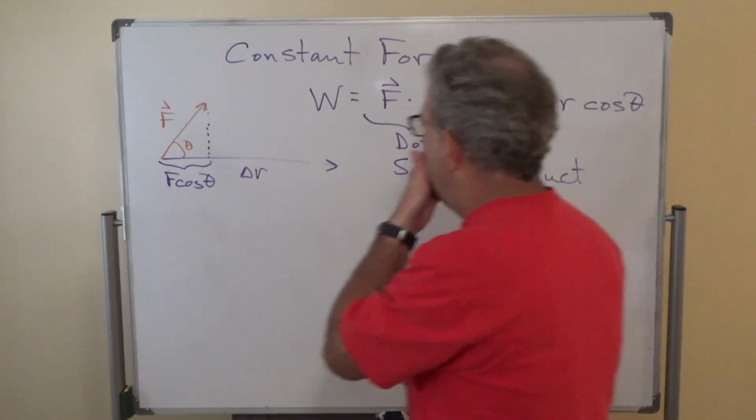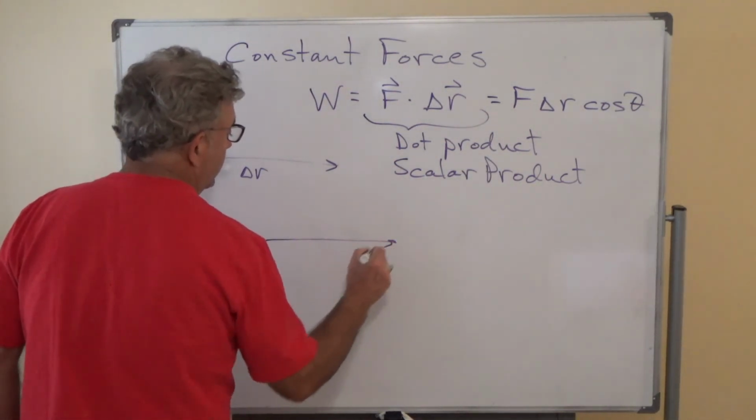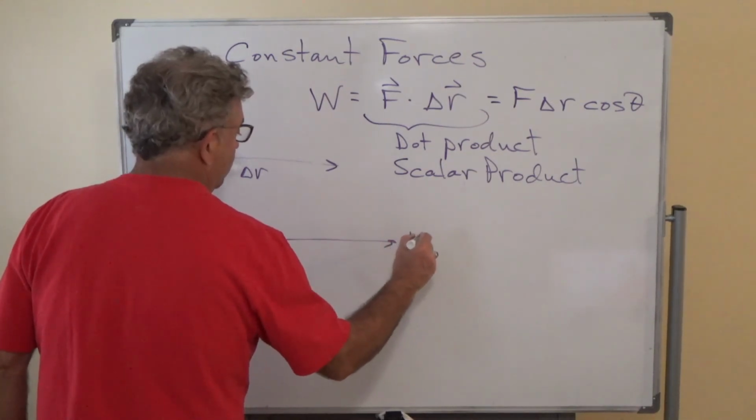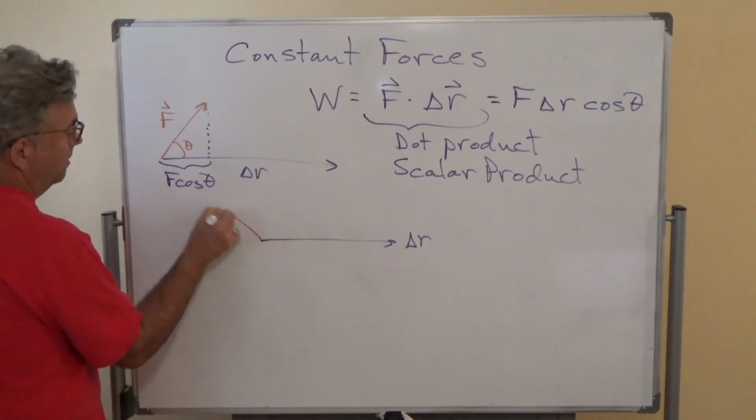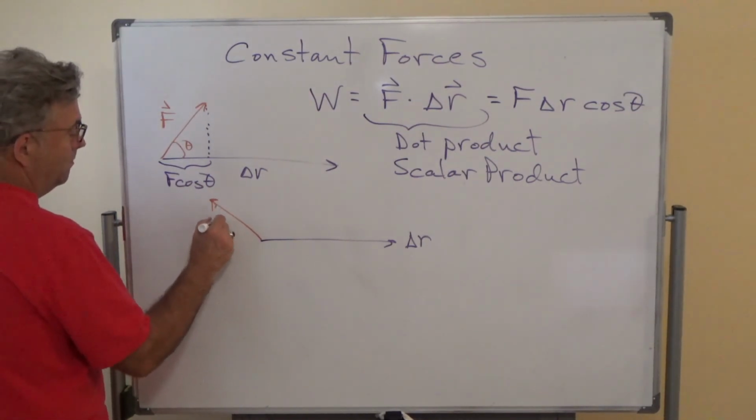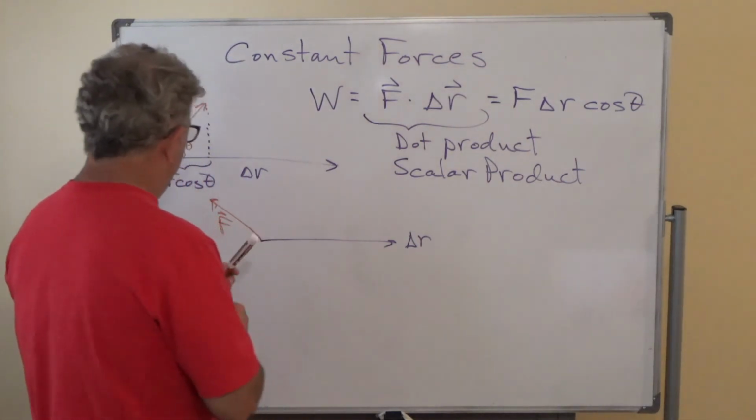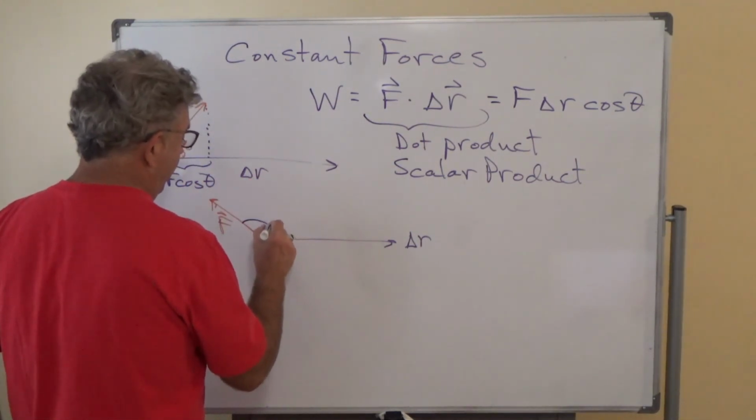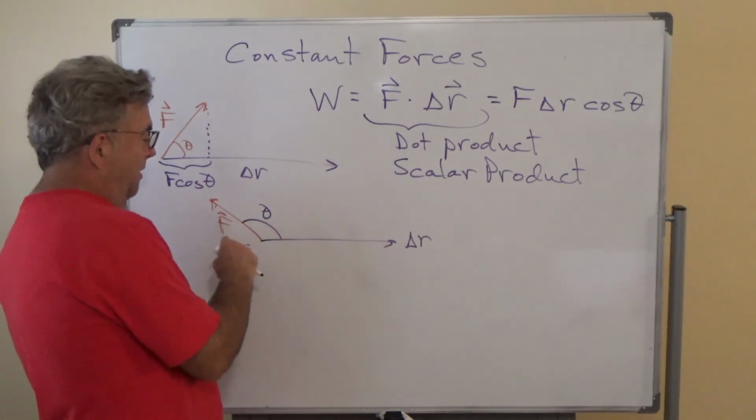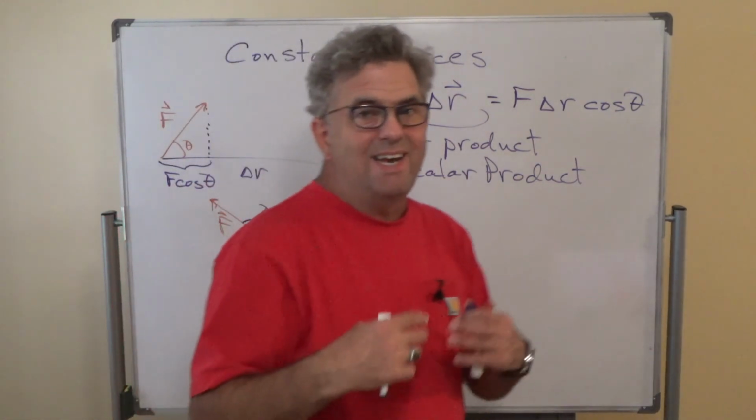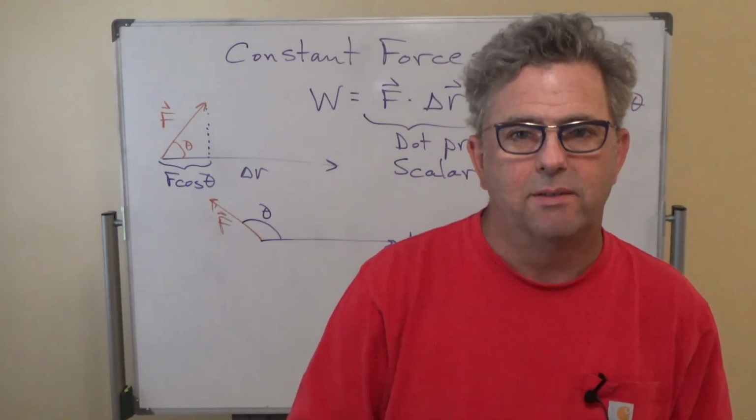You could have a situation where the displacement delta R is in this direction and the force is this way. This angle is something greater than 90. If that force is in this direction and the displacement is going that way, that is a negative amount of work. You can do a negative amount of work. That is not a direction.